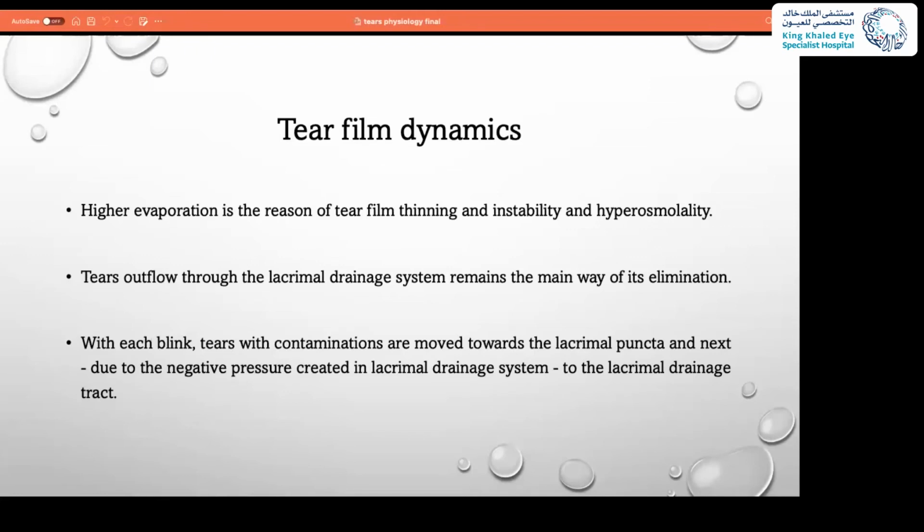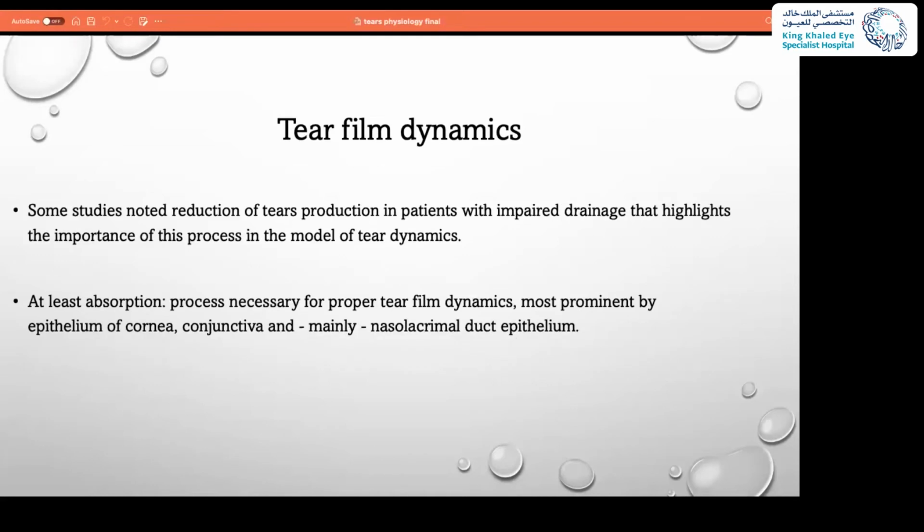With each blink, tears with contaminations are moved toward the lacrimal puncti and next, due to negative pressure created in the lacrimal drainage system, to the lacrimal drainage tract, and finally to the inferior meatus at the nose. Some studies noted reduction of tear production in patients with impaired drainage, which highlights the importance of this process in the model of tear dynamics. Lastly, absorption is a process necessary for proper tear film dynamics. Tear absorption is most prominent by the epithelium of the cornea, conjunctiva, and mainly by the nasolacrimal duct epithelium.